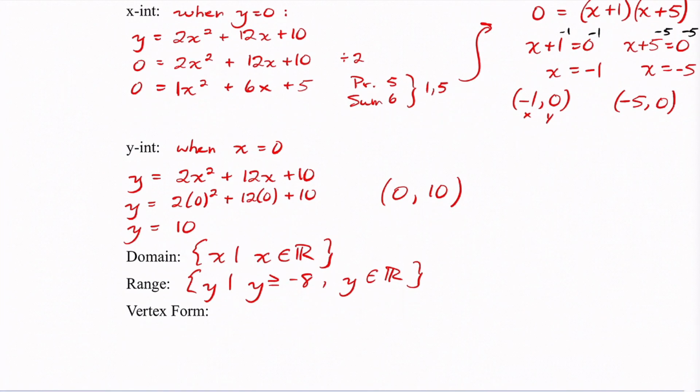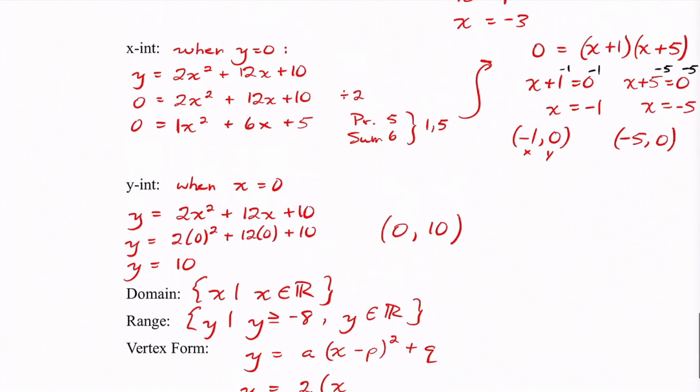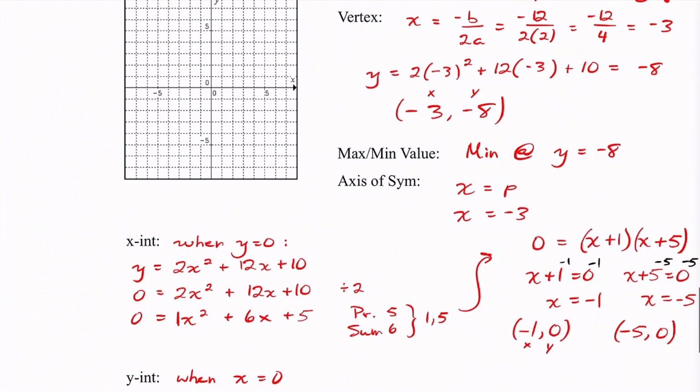For vertex form, so vertex form was this. I'm just going to write it in blank. Okay, and then we just got to fill in the a, the p, and the q. Now the a doesn't change, so it's still going to be a 2. The p was the x point of the vertex, and we found that above here. That was negative 3. So let's write that in. And then this is also going to be the q point. So negative 3 and then negative 8.